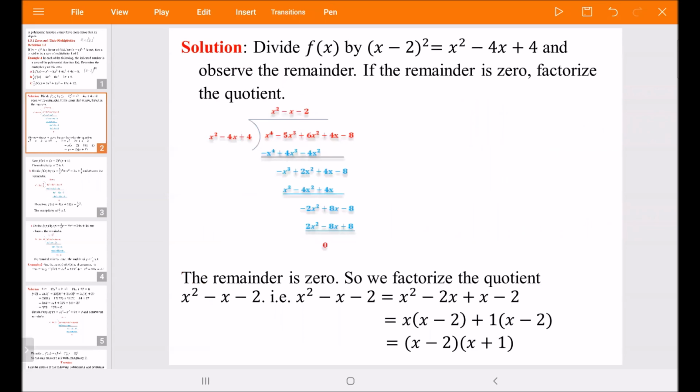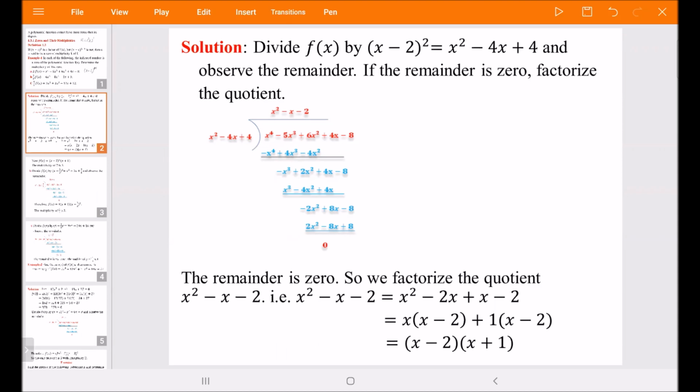You divide f of x by x minus 2 the whole square, or x squared minus 4x plus 4, and you observe the remainder. If the remainder obtained when f of x is divided by x squared minus 4x plus 4 is 0, then we factorize the quotient if it is not a linear polynomial. Because in this case, the polynomial is a degree 4 polynomial, and the divisor is a degree 2 polynomial. Obviously, the quotient is a degree 2 polynomial. So a degree 2 polynomial, or quadratic, we factorize it.